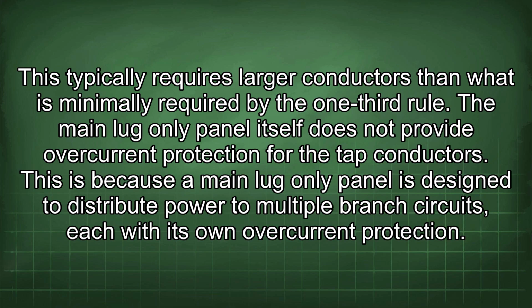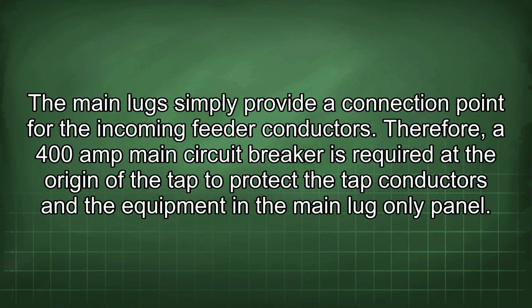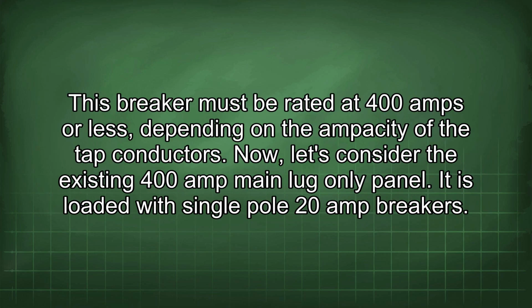This is because the main lug-only panel is designed to distribute power to multiple branch circuits, each with its own overcurrent protection. The main lugs simply provide a connection point for the incoming feeder conductors. Therefore, a 400 amp main circuit breaker is required at the origin of the tap to protect the tap conductors and the equipment in the main lug-only panel. This breaker must be rated at 400 amps or less, depending on the ampacity of the tap conductors.